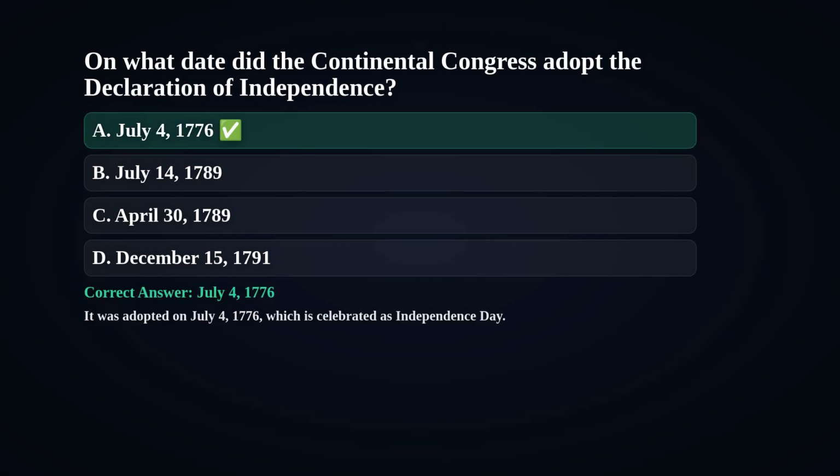The correct answer is A. July 4, 1776. That is the date the Declaration was adopted by the Continental Congress, which is why Independence Day is celebrated on July 4th.